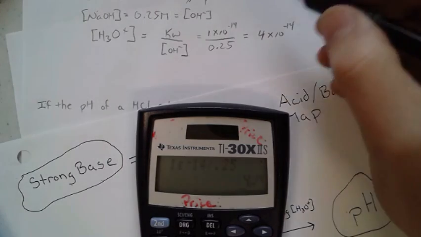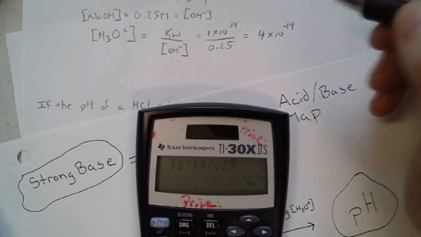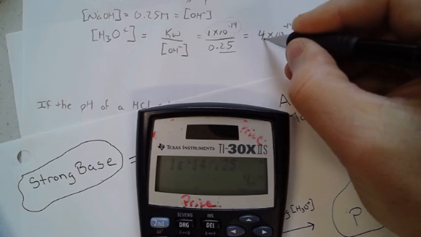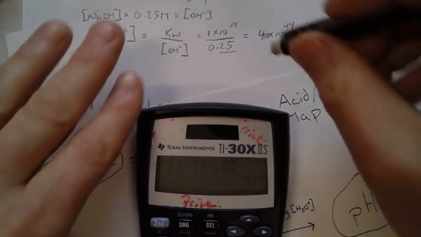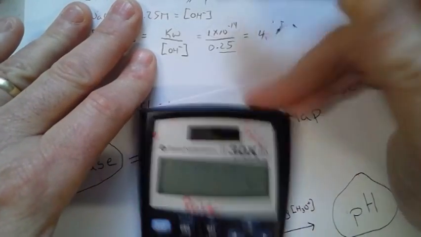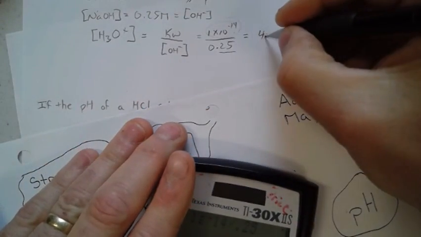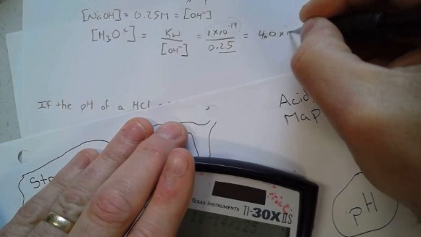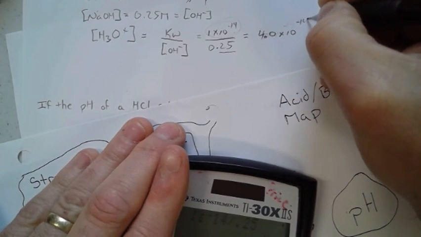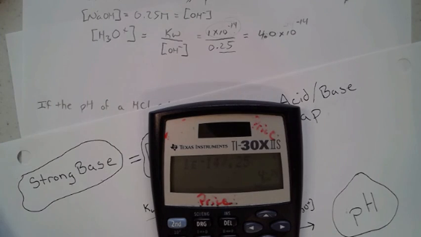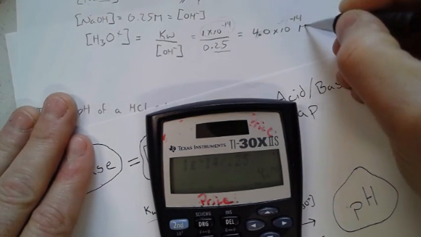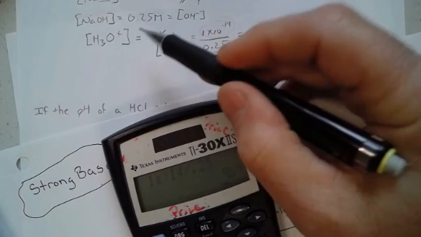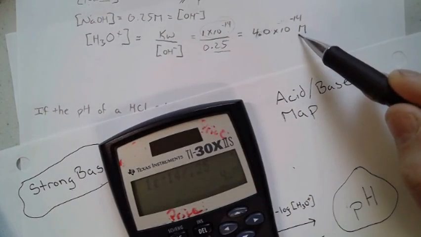Now, for significant figures purposes, remember this is a constant, so I don't worry about that. I have 2 here, so technically that needs to be 4.0. Let me erase that, make that nice and clear. 4.0 times 10 to the negative 14. Sorry about the bell. And then this is the concentration, again, of hydronium.